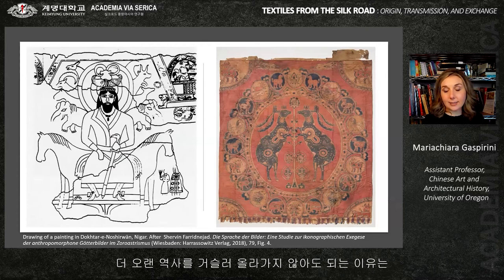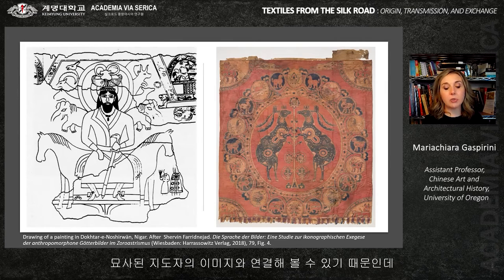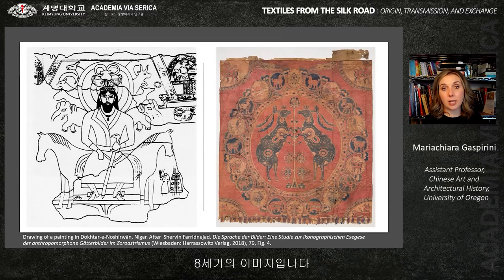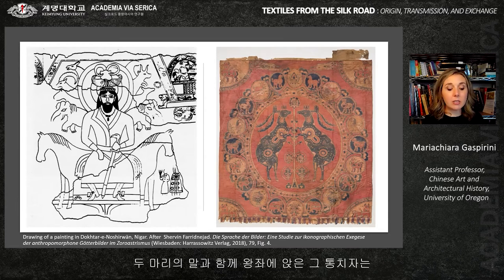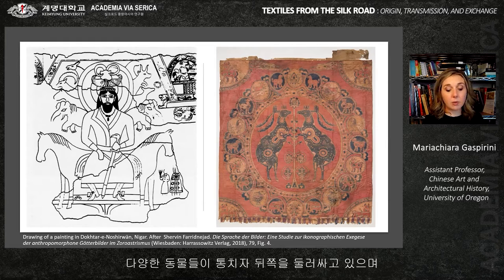Without going back in time, a more relevant and inclusive comparison can be traced with the coeval image of a ruler portrayed at Dr. Nosheirvan in Nigar, Afghanistan, dated to the 8th century. The figure, seated on a throne with two horses, wears a crown made with wings and ram horns. The halo behind him is surrounded by various animals, among which are also two elephants at the bottom.